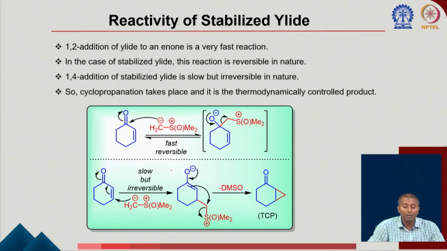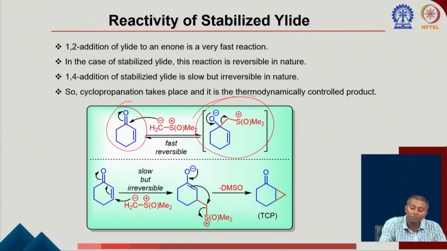But now once you come to a stabilized ylide, in this case the 1,2 addition can happen, but this reaction is fast and reversible. That means once this is forming, this can also come back to the starting material. So in that case, the other one, the 1,4 addition, is actually slow but irreversible, giving you the thermodynamically controlled product. There is another thing you can compare, that this is a soft nucleophile and this is a softer position. So that's why the 1,4 addition is going to be preferable here, and it is going to end up giving you the thermodynamically controlled product.